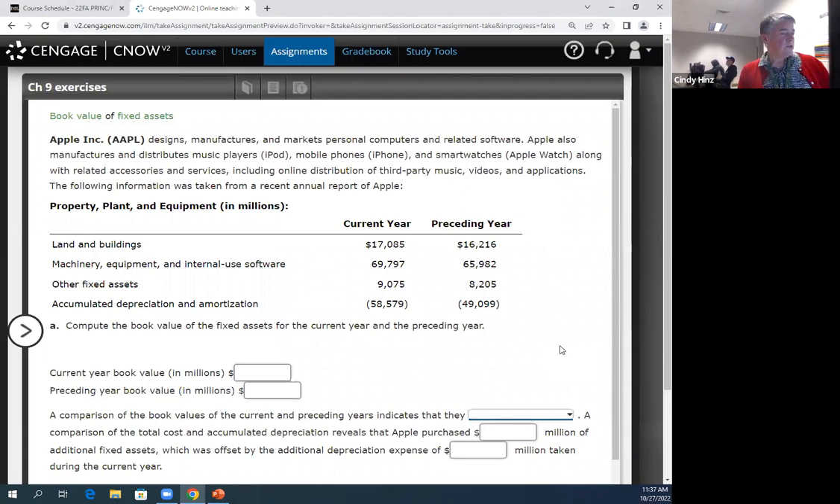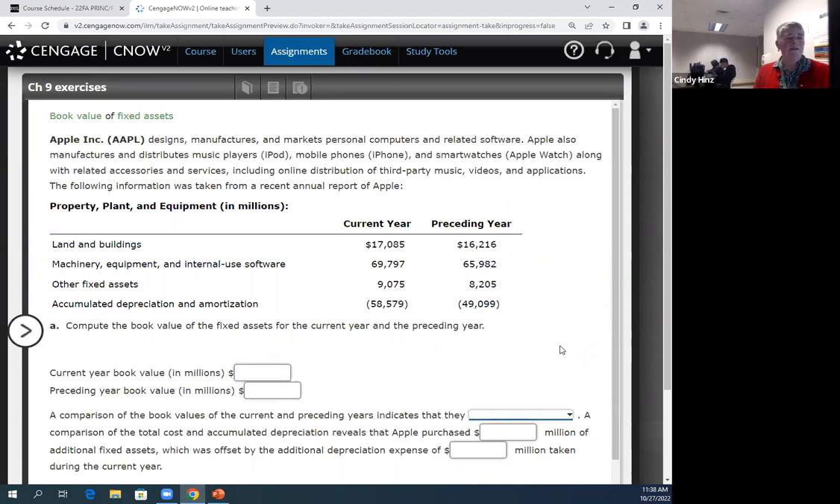And looking at exercise 10. We've already talked about book value or carrying value, so we know what that means. Let's apply it in this exercise. Apple Inc., that AAPL is their trading symbol, remember.